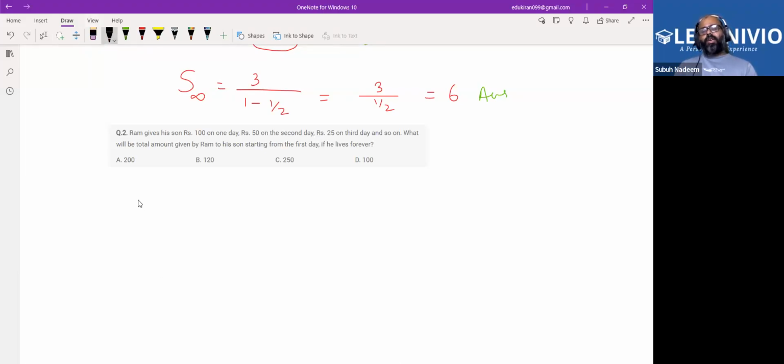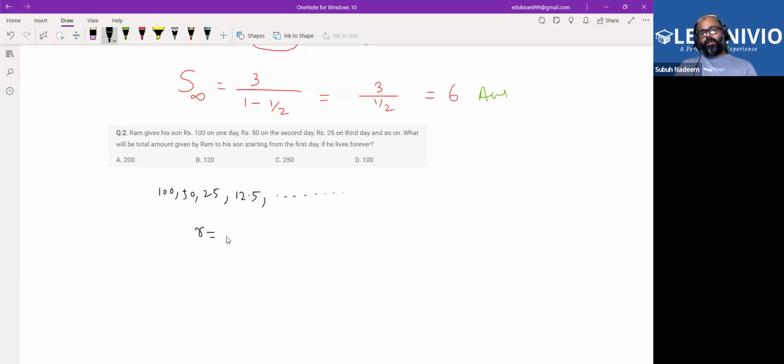So what is the sequence? Can you tell the sequence? Sir, 100, 50, 25, and so on. After 25, what it would be? 12.5. Yes, sir, because it is getting half, right? So what can you say the common ratio is?